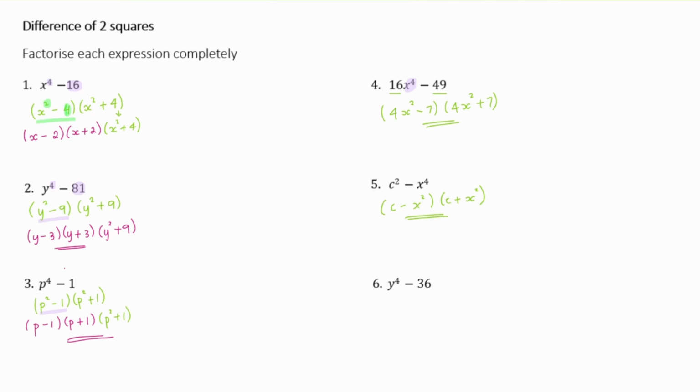For number 6, we've got y to the power 4 minus 36. The square root of 36 is 6, and to get y to the power 4, we would have to multiply y squared by itself. So we could put y squared minus 6 as the first bracket, and the second bracket would be y squared plus 6. And that is our final answer for number 6.